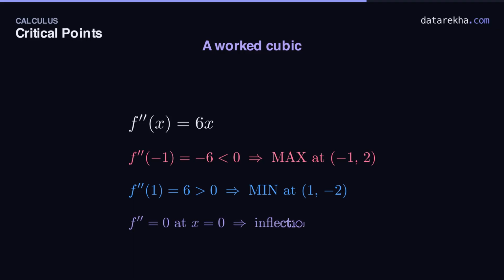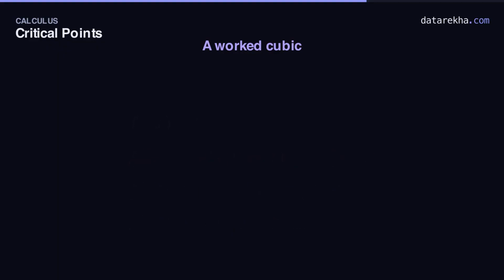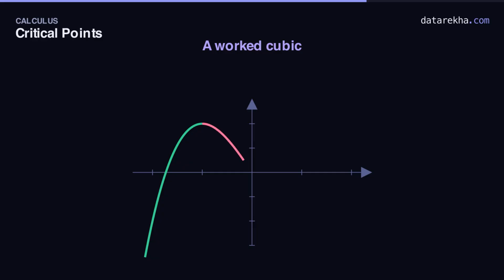And 6x is 0 at x equals 0, where it flips negative to positive. So the origin is an inflection point. Now let's draw the curve and see it all. There it is. Rising to the peak at minus 1, 2. Then falling down through the origin to the valley at 1, minus 2. Then rising again: the peak, the valley, and the inflection at the origin. Every prediction from the derivatives sitting right there on the curve. The maximum higher than the minimum, exactly as the numbers said.